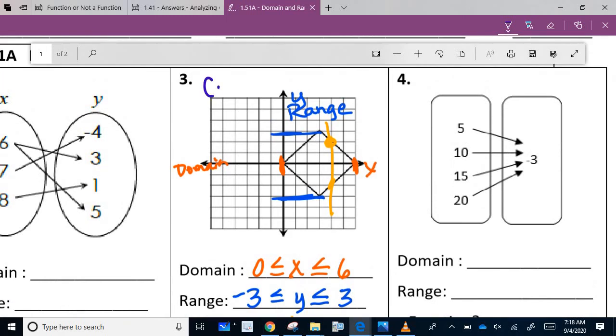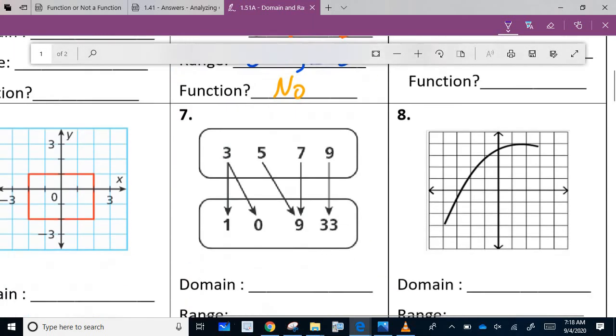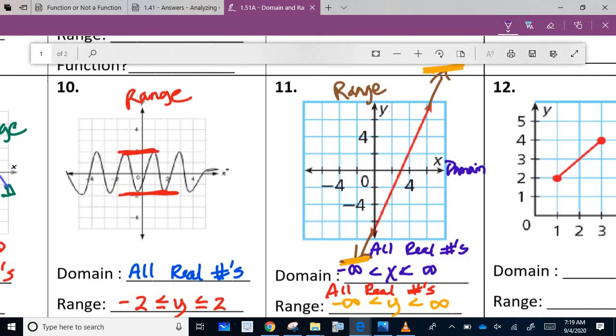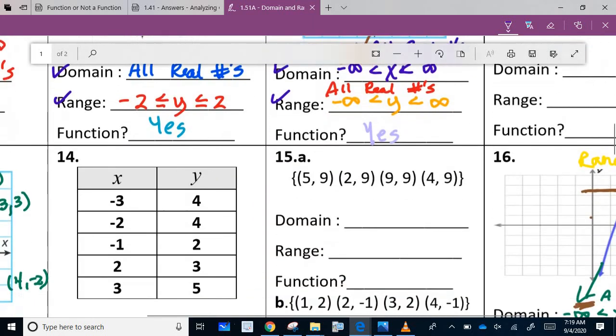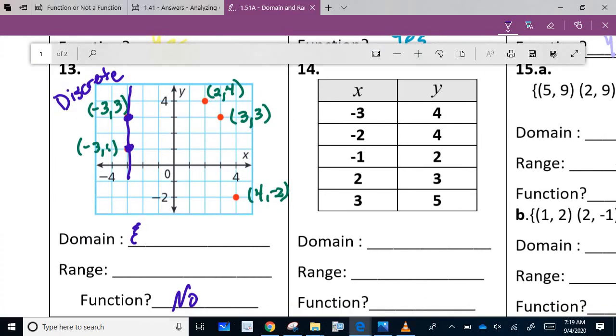Same thing on number 3. It is a continuous graph. You do not write individual points. You have to write them just like we have domain and range right here. Also, number 11 and 10 are both continuous graphs, so we have to write it as we did right here with the less than or equal on both of those. Now, when you look at number 13, since it's the individual points, it is a discrete graph.